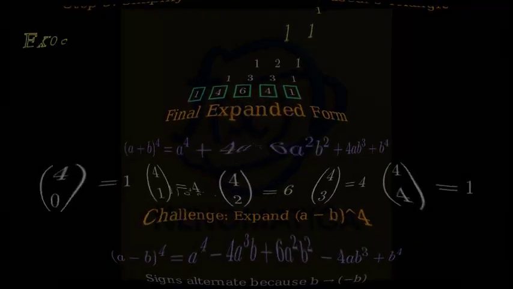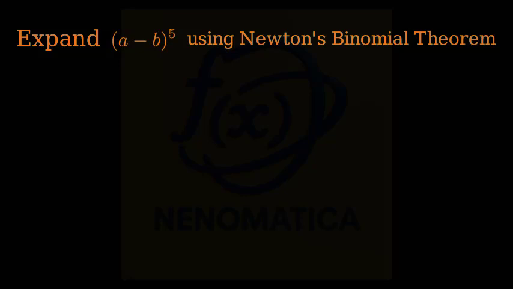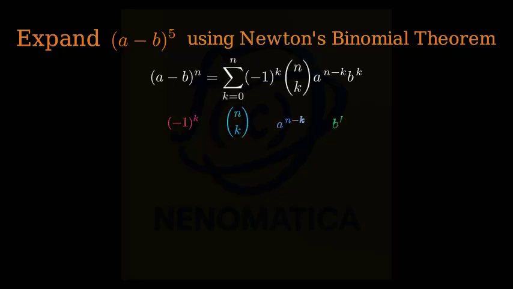In this lesson, we will expand (a−b)^5 using Newton's binomial theorem. We will walk step by step and then apply the result to (2x−y)^5. Here is the rule for (a−b)^n, the Newton binomial form. The signs alternate, and the coefficients are binomial coefficients. The factor (−1)^k flips the sign. The binomial coefficient, read as n choose k, gives the numbers 1, n choose 2, and so on.